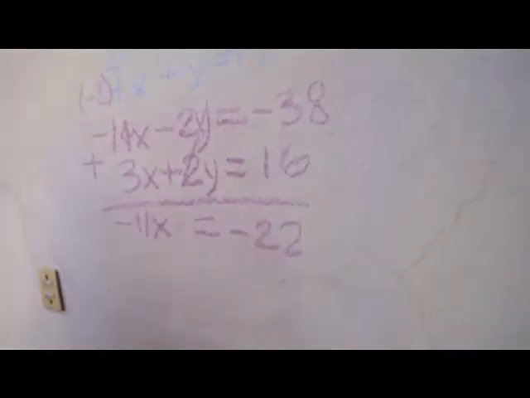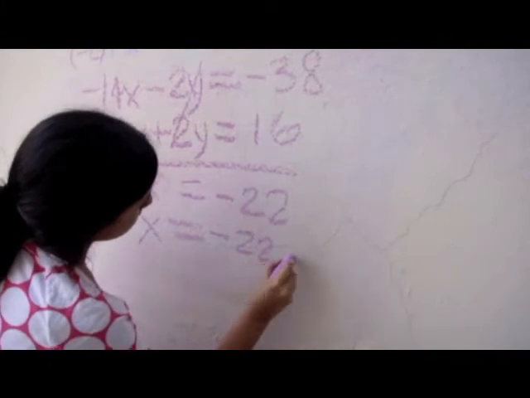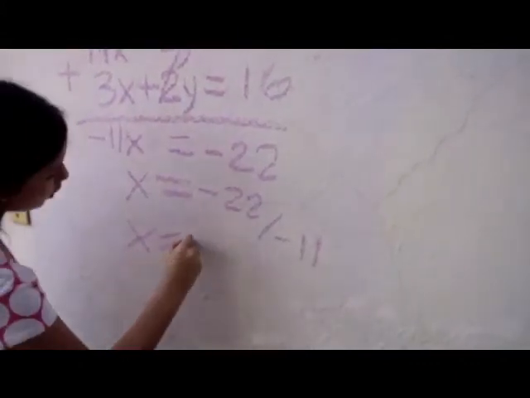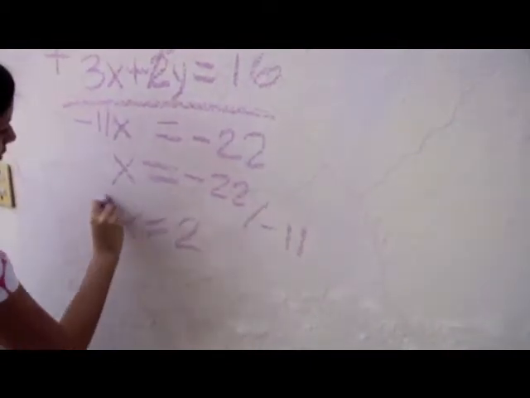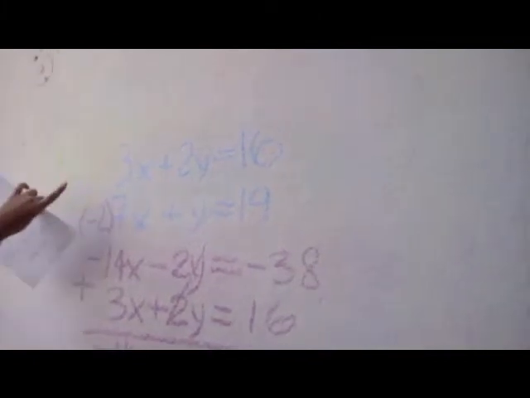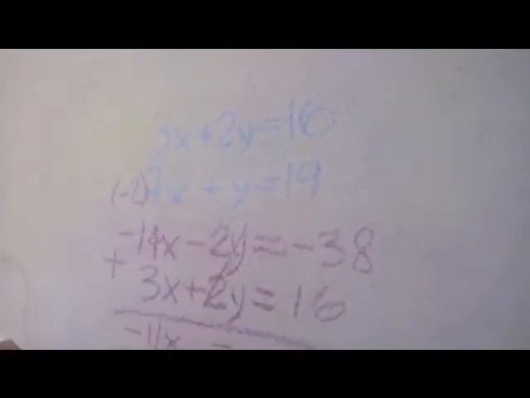Now we need to leave the x alone, so we pass the -11 dividing. So we will have +2. So the value for our x is 2. Then this, we are going to substitute it in either of the two original equations. We will choose this one.